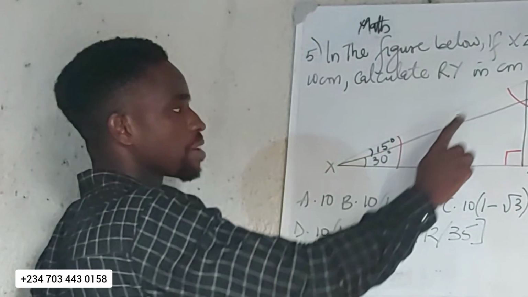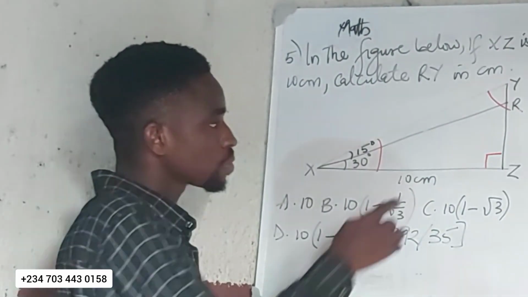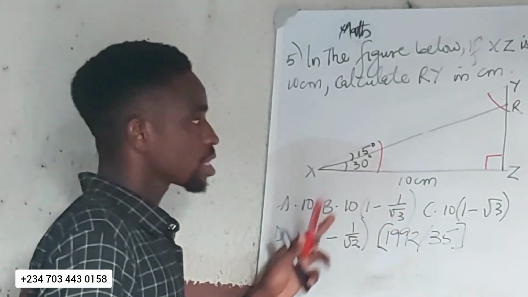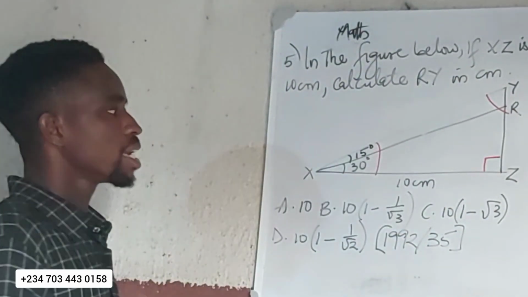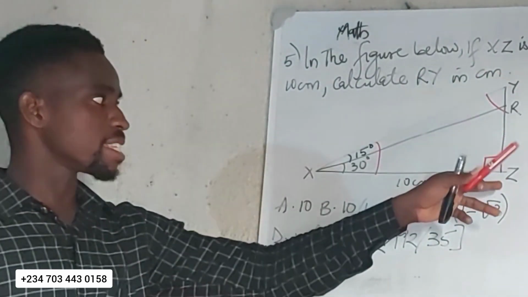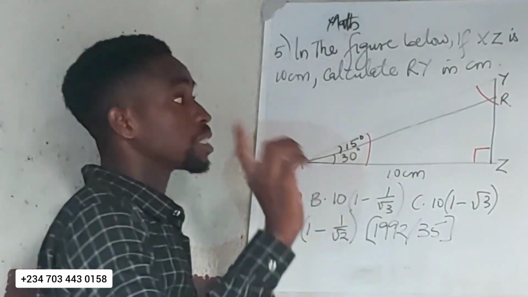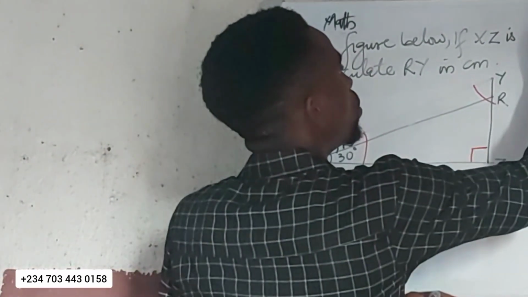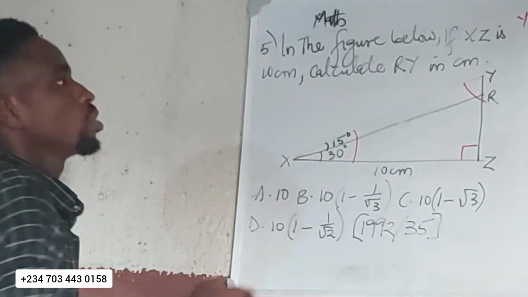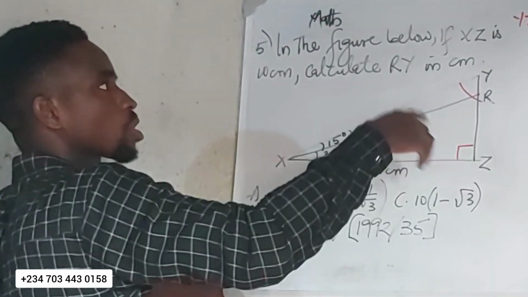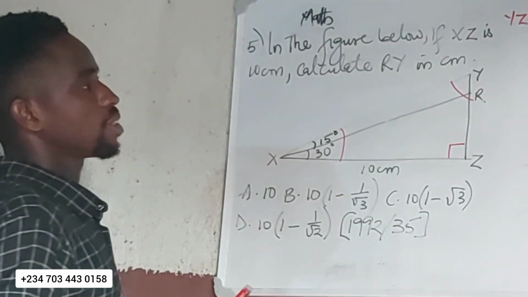So if those two places are 45, it means that this 10 cm, that YZ is going to be 10 cm too. So XZ and the YZ will be equal, because if here is 45 and here is 45, it's an isosceles triangle. So expect YZ to be equal to XZ. So means that here is 10 cm. So the only issue we have is to find RZ. Once we find RZ, we subtract it from 10, so we can say that YZ is 10 cm. Once we find RZ, we subtract it from 10, it will give us YR or RY.